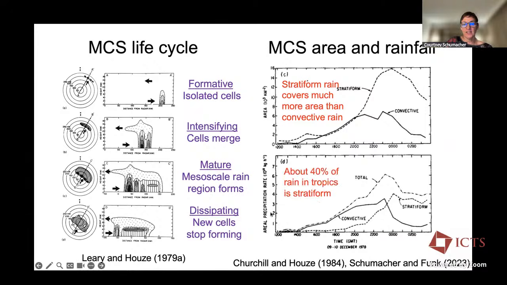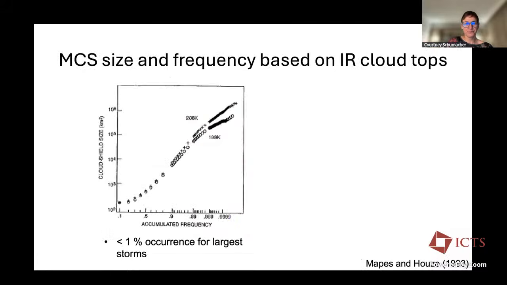If you look down here, this is the rain rate. Most of the rain is convective earlier in the life cycle, but later on in the life cycle, the stratiform rain becomes dominant. And so almost half of the rain in the tropics from MCSs is from the stratiform part. So you can't just study convective dynamics and understand an MCS, because then you would be ignoring what's happening in the stratiform region.